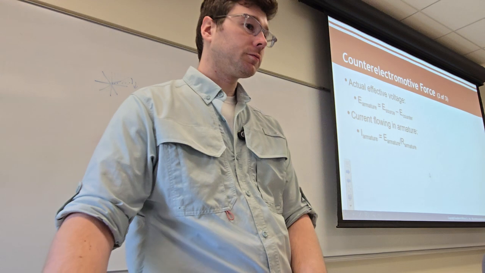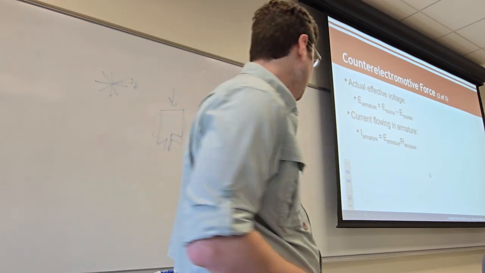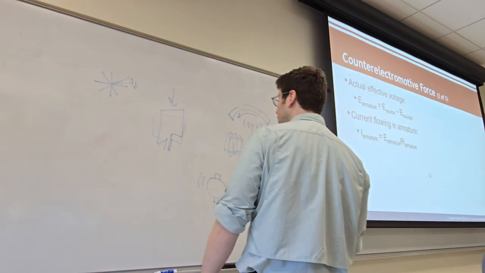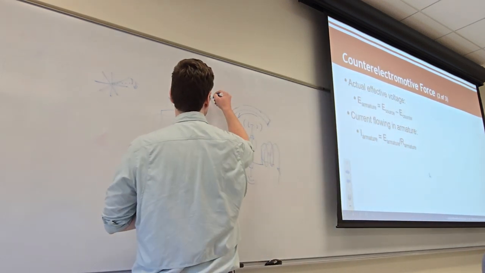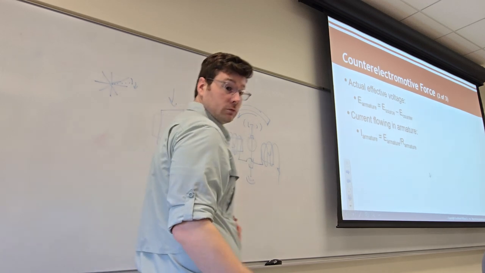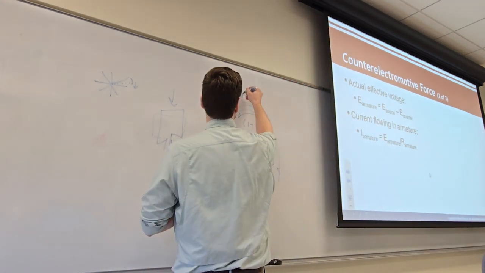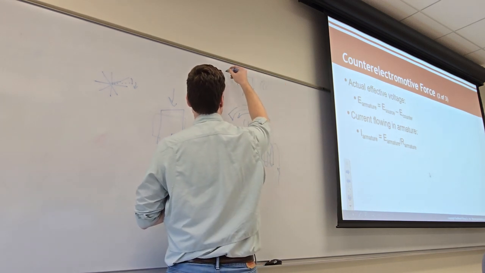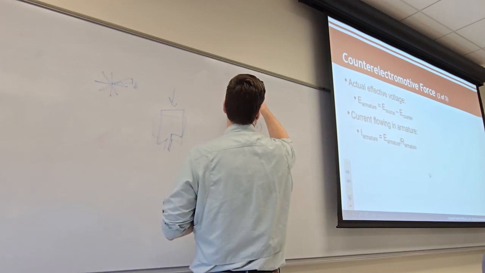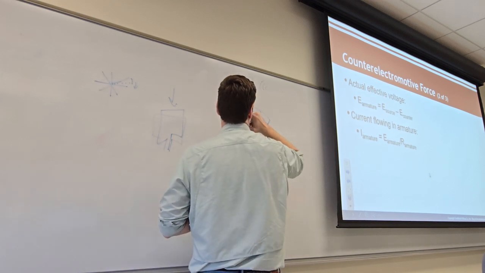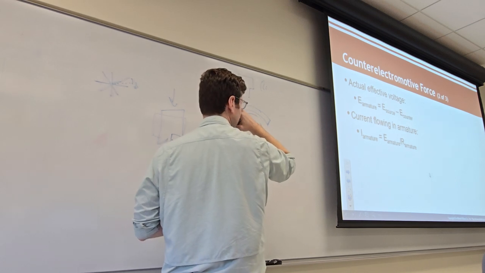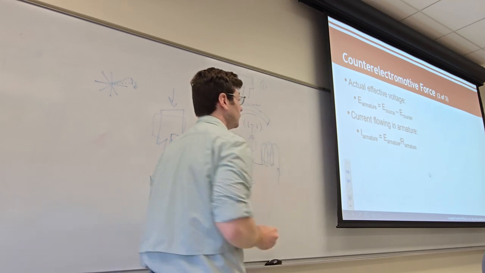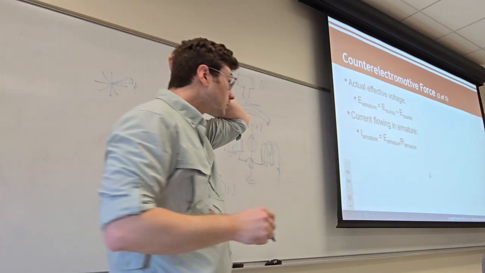Current slide. Okay. When we're talking about the current flowing through the armature, that is the current flowing through our coil. We have a coil in a field, right? So the current I traveling through this coil in our field is our armature current. I want you guys to understand that. That's going to come up later.